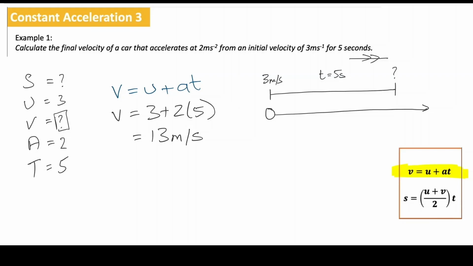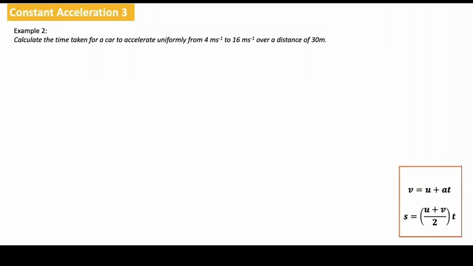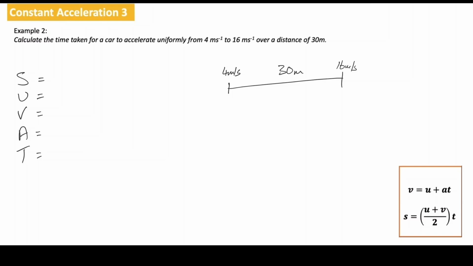Okay, let's try another one. This time, we've been asked to calculate the time taken for a car to accelerate uniformly from 4 meters per second to 16 meters per second over a distance of 30 meters. As always, as soon as we know it's a constant acceleration question, we list our SUVAT in a column. We'll come back to that. We're going to try and get a visual to see exactly what's happening. Initial velocity was 4. The final velocity, 16. And we know that the distance covered was 30 meters.